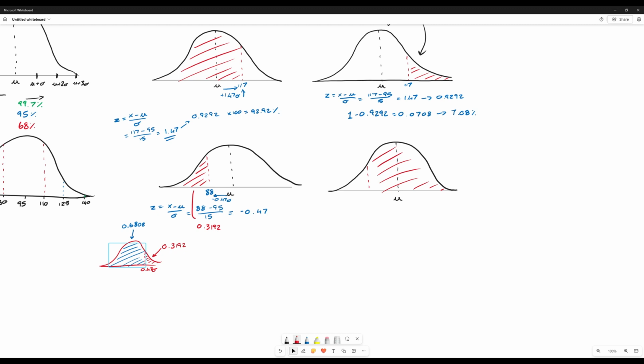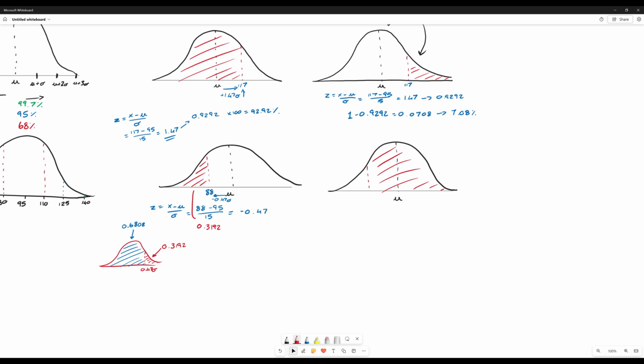But yeah, so again, we wanted this little red bit. We can't do that because the graph in the log tables only accounts for any number to the right of the average. So what we did was we flipped it. We wanted to find the red bit here, but again, the graph in the log tables only tells us this blue bit. So we have to do 1 minus the 0.6808 to get the 0.3192. And the 0.3192 is the final answer for this red bit because it's the same as this red bit.